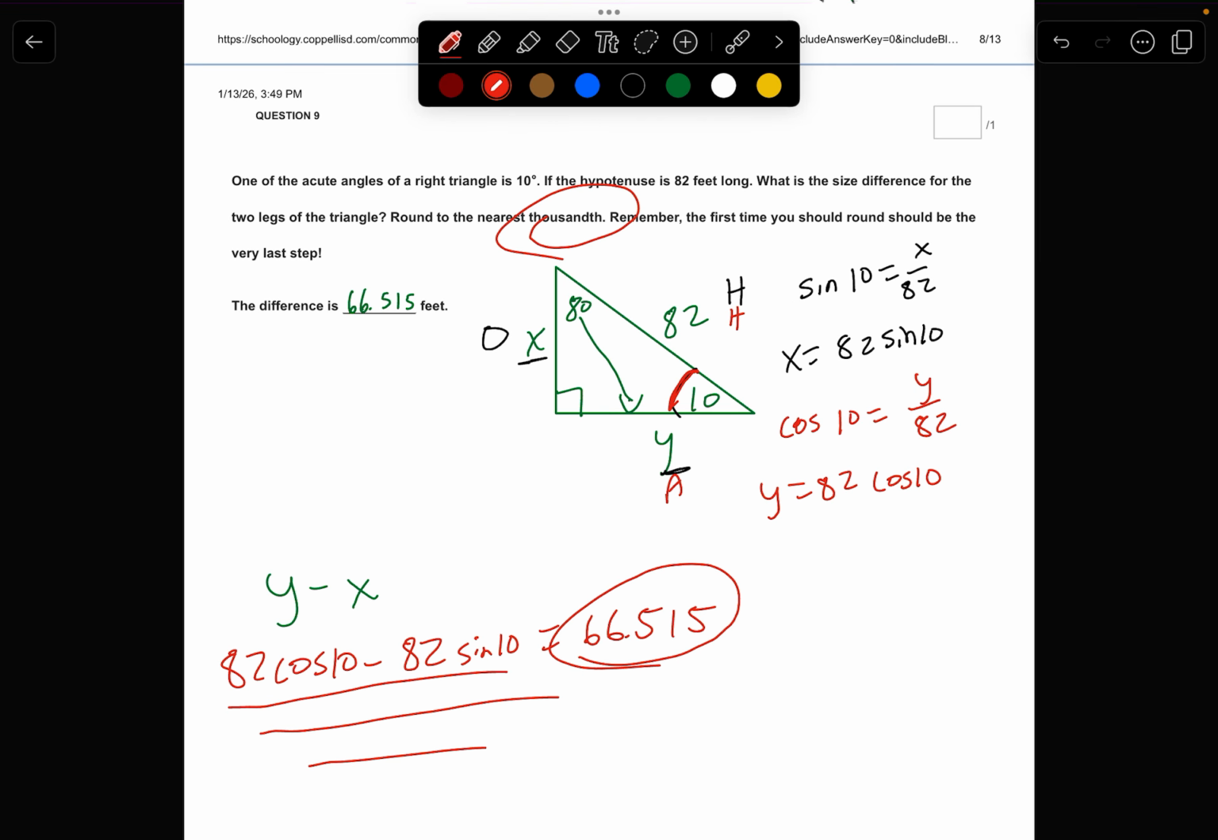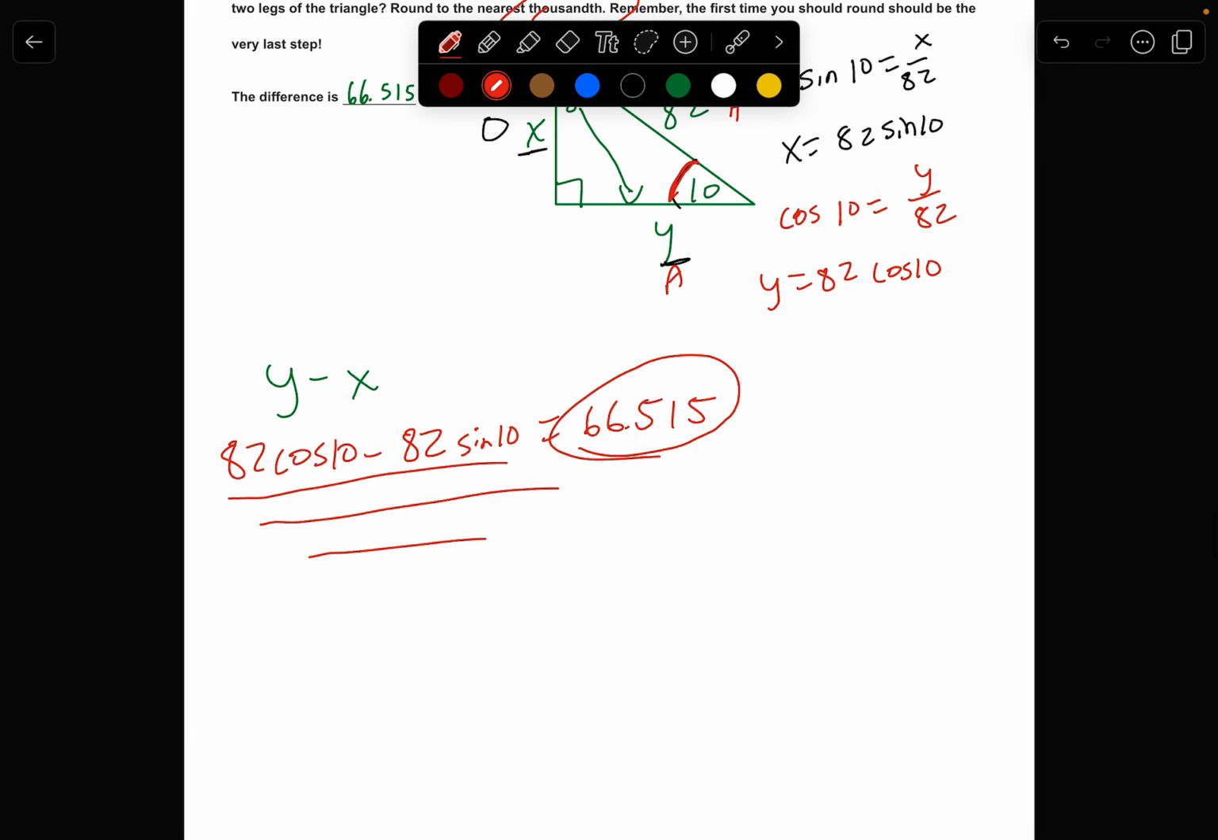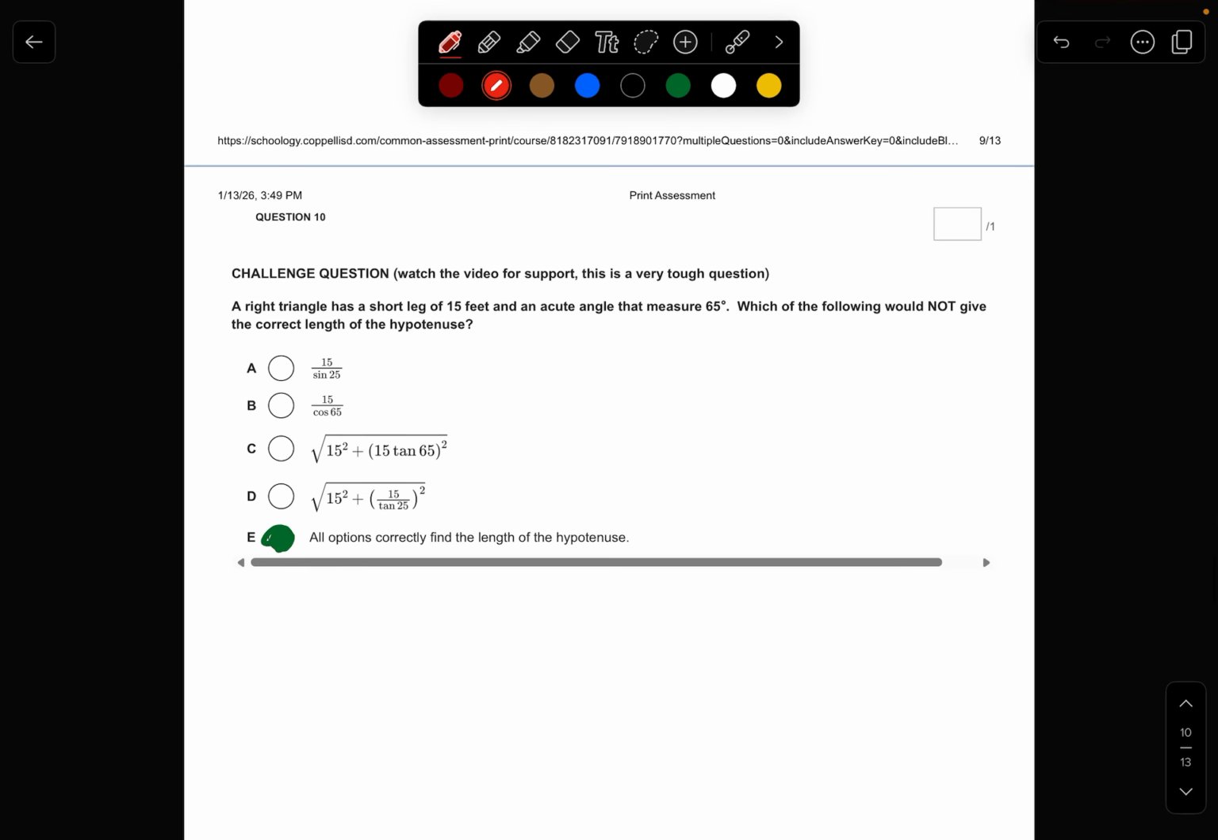Boom. Loving it. We type it in exactly like we wrote it. Make sure you get that right. Do not type this in, round it. Type this in, round it, and then subtract two rounded numbers. That's not good math. We do good math in here. This is good math.